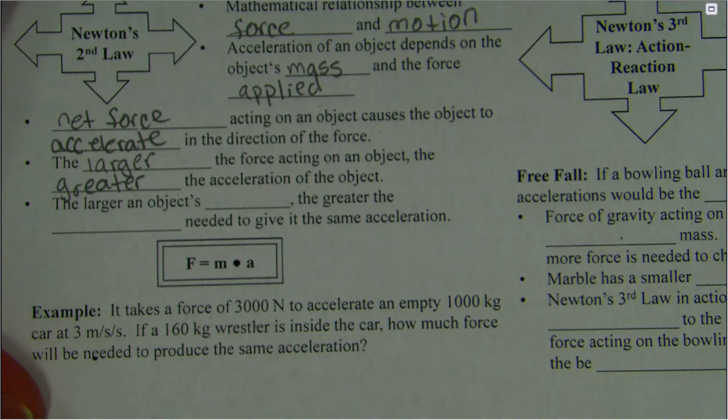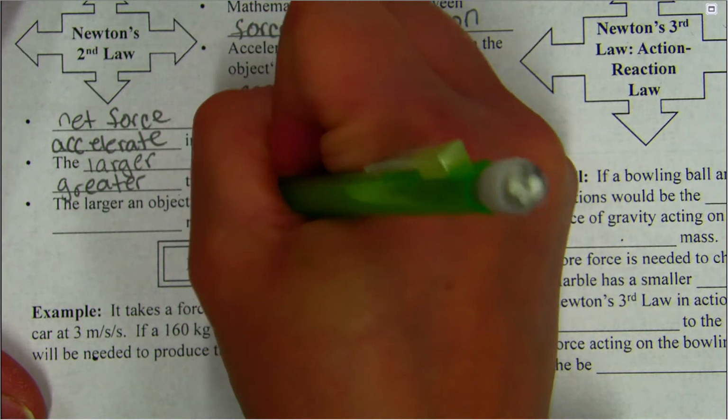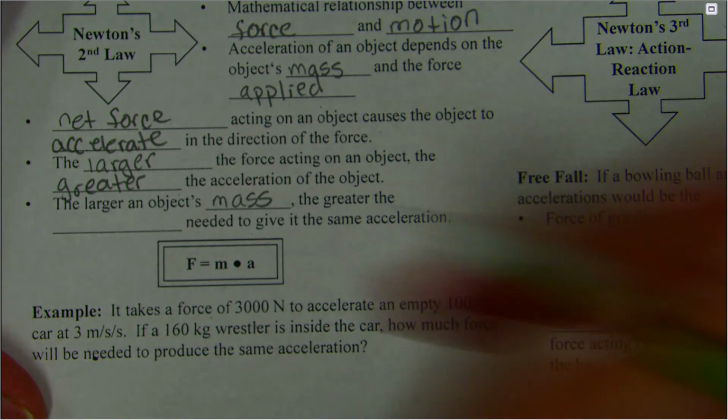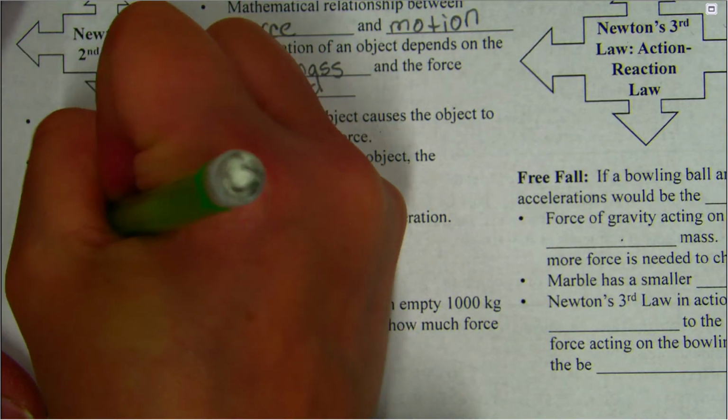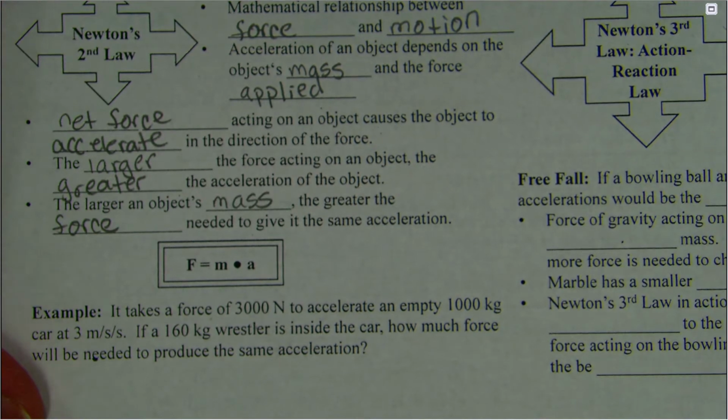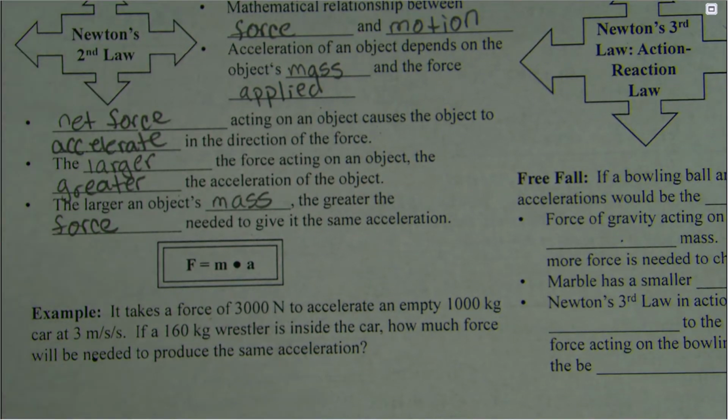The larger the object's mass, the greater the force is going to be needed in order to have the same acceleration. And that kind of makes sense as well. If you think about it like a box, let's say you have an empty box and then you have a box, maybe you ordered something and it's come in on the porch and it's 50 pounds. So you've got an empty box and a 50-pound box.